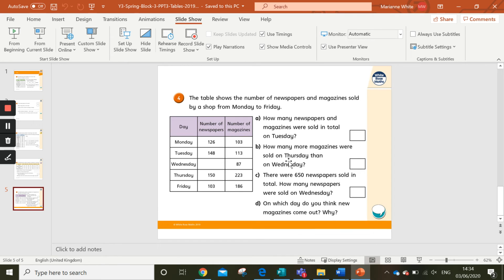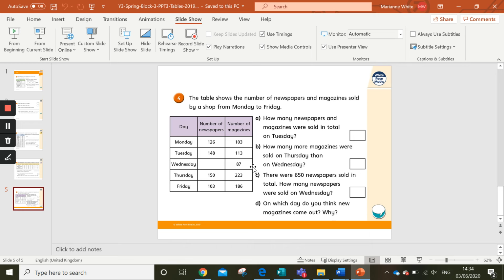Now, on to question B. How many more magazines were sold on Thursday than on Wednesday? Now, this question is asking you about magazines, so you need to make sure you're going to the column about magazines. And it's how many more were sold on Thursday than on Wednesday.